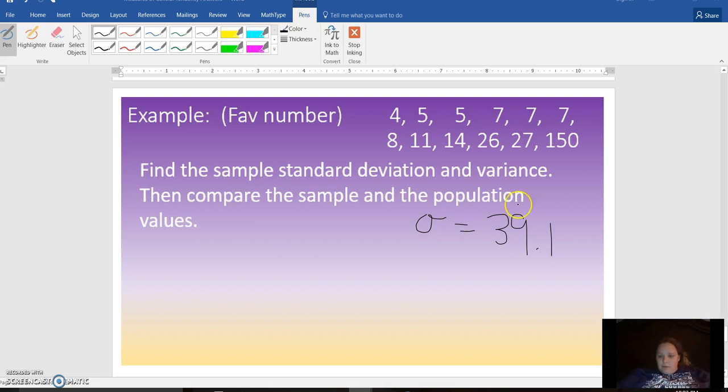Alright, so I'm going to show you this right here. Because the question says find the sample standard deviation and variance. That's different than the population standard deviation and variance, because remember, the difference between the two was you divided by n versus you divided by n minus 1. I can work this out by hand if I wanted to, but I'm not going to because I have an instrument that will do it for me.